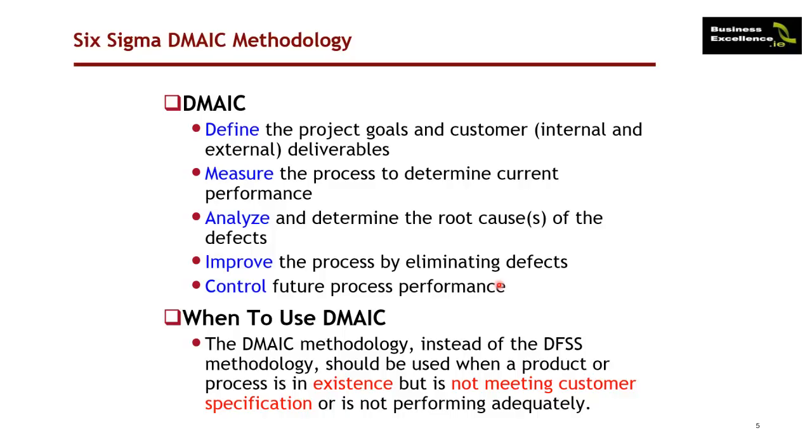Analyze uses the data in the previous process to determine the root cause of the defect. Improve identifies the opportunities and the methodologies by which we eliminate the defects. And control makes sure that the process is always in control for the future. As we said previously, the time that you use DMAIC is when you have an existing process, but that existing process does not meet the customer specification.